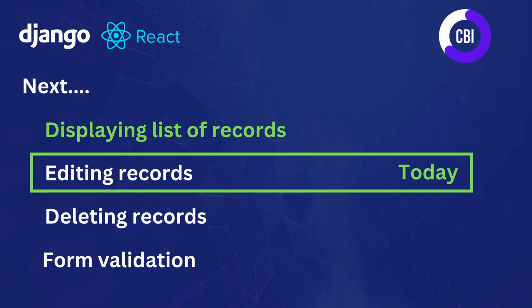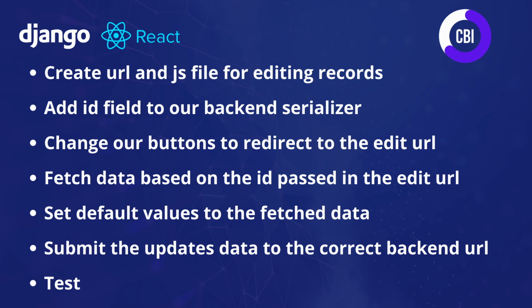In this video we're going to build on our previous video where we already enabled the code for creating and displaying records in our application. We created a nice looking table on our homepage, and we're now going to focus on the pages for editing records. And we're going to do that following 7 steps.